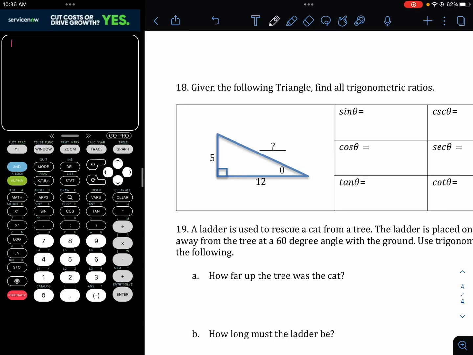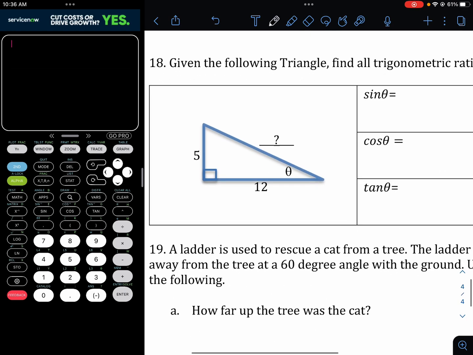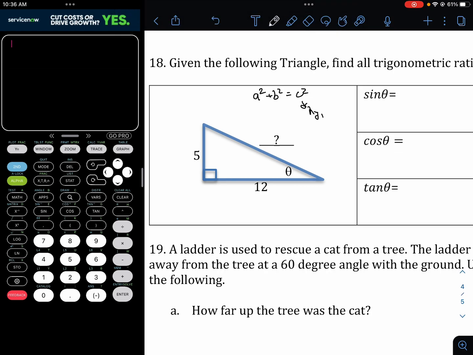And here is the last of the video for our review. Triangles and trigonometry. Let's recall we need some good old Pythagorean theorem: a squared plus b squared equals c squared. Something helpful to possibly have. That's going to help us find the hypotenuse. C is always the hypotenuse.